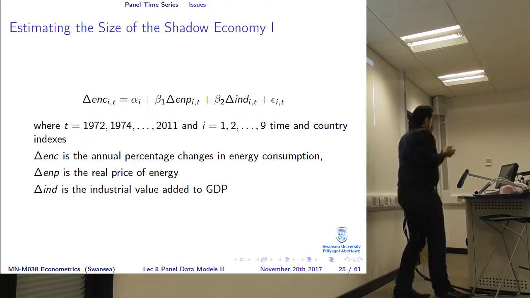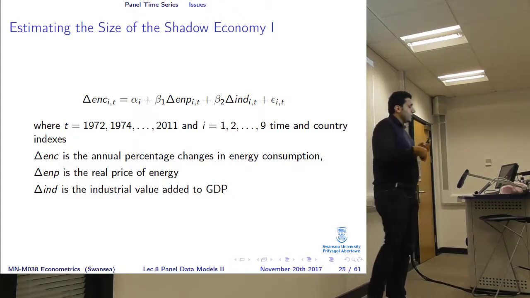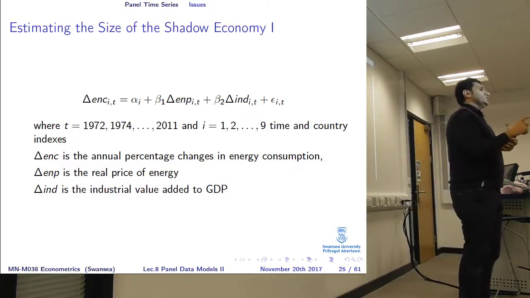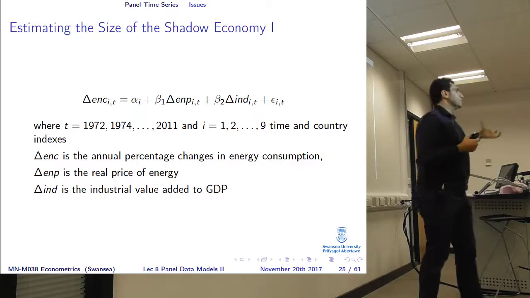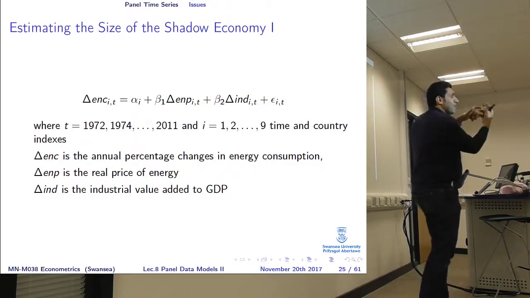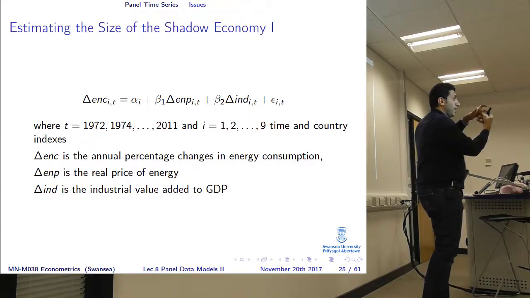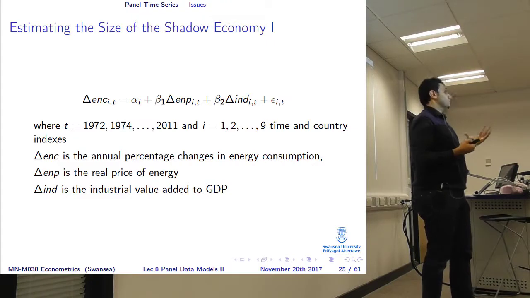What we did here, we proposed to use energy consumption. Most people would use electricity consumption, so the change in electricity consumption as a proxy of the change in total economic activity. When I talk about total economic activity, I'm talking about both sides: the official and the unofficial, the shadow and the official, recorded economy. So if you get the growth rate in total economic activity, and the official one is measured already, the difference should give you the size of the shadow.